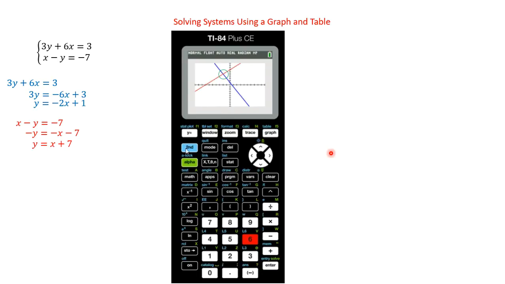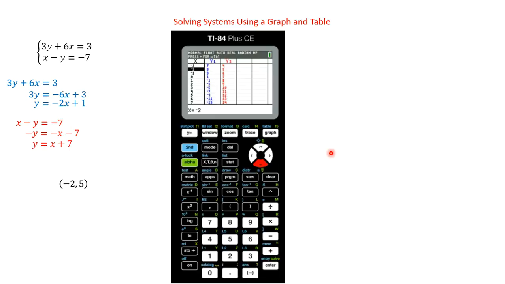So we're going to go to the table, which is second graph. And it's going to pull up the table. And then we want to go to where x equals negative 2. So we have to scroll up. And look, negative 2 and 5. The y values are the same, which means that that is our intersection point. And so that's the solution. The solution is negative 2, comma 5.